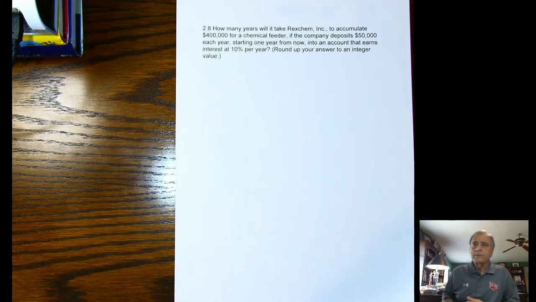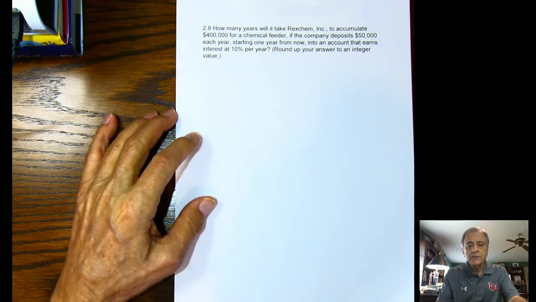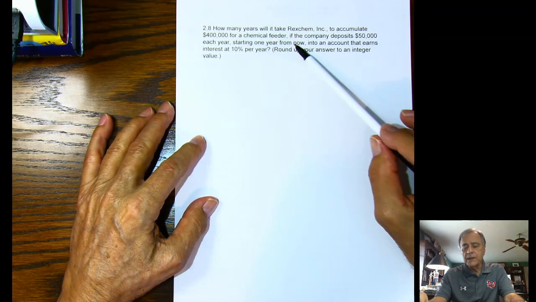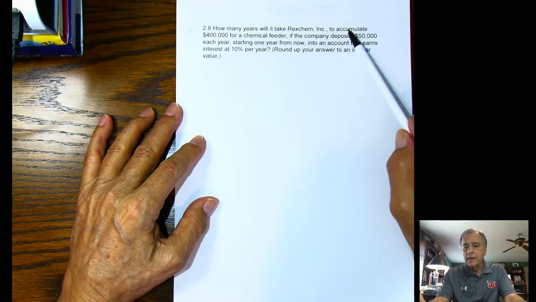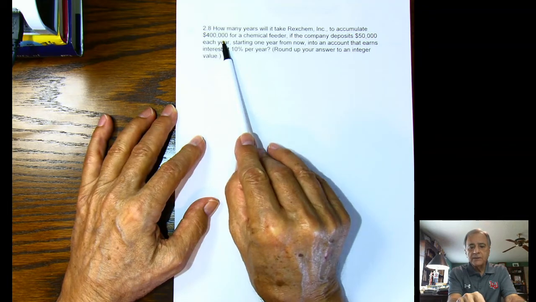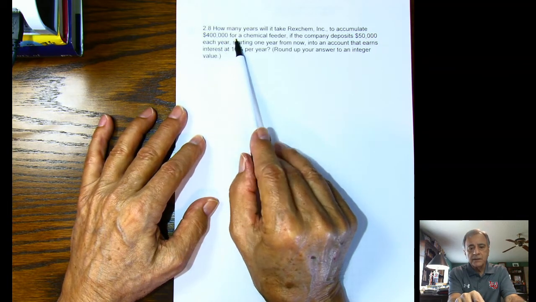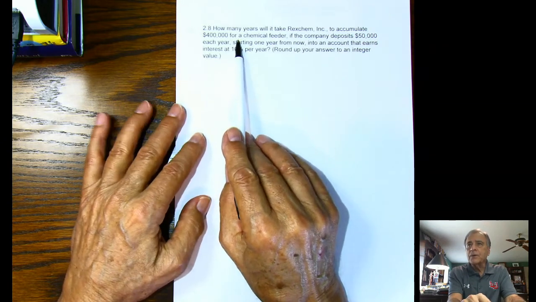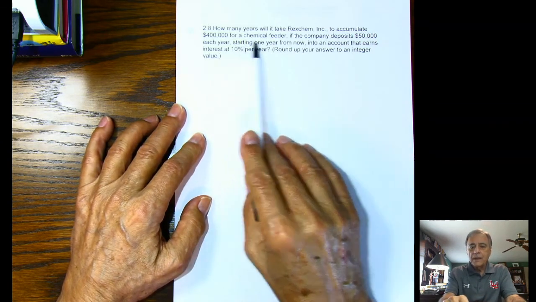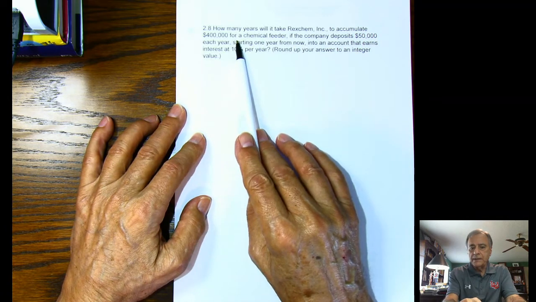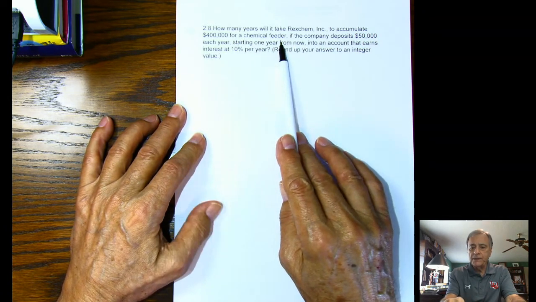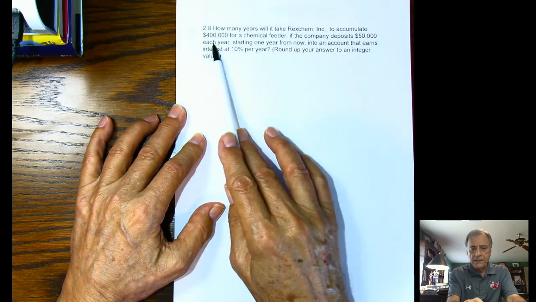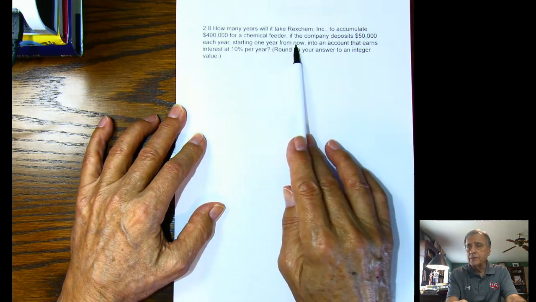The next problem in Chapter 2 that I accessed was this one. How many years will it take Raychem Inc. to accumulate $400,000? Whenever you hear it's written "to accumulate," that means it's always looking for a future value. To accumulate $400,000 for a chemical feeder, if the company deposits $50,000 each year starting 1 year from now.